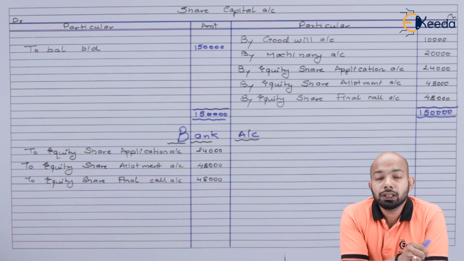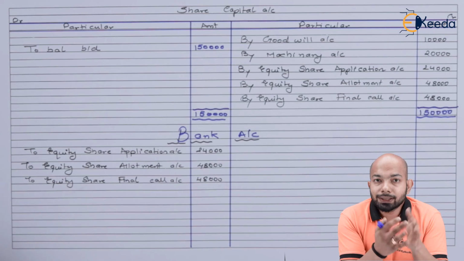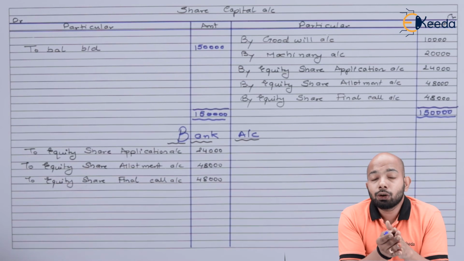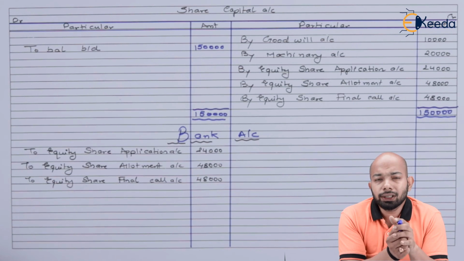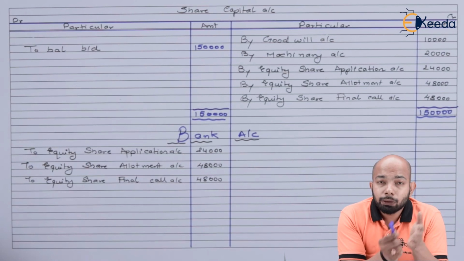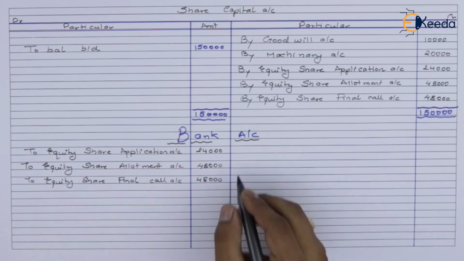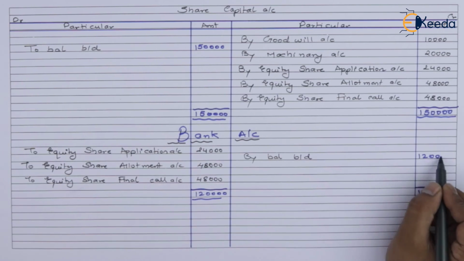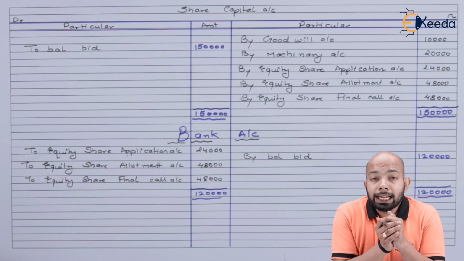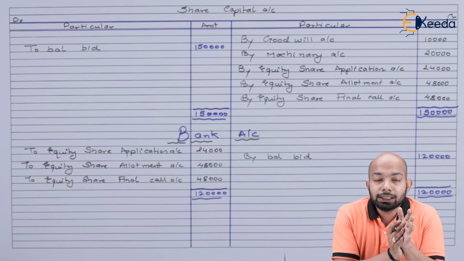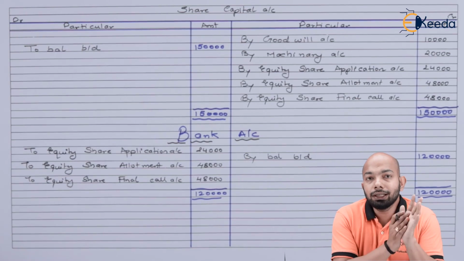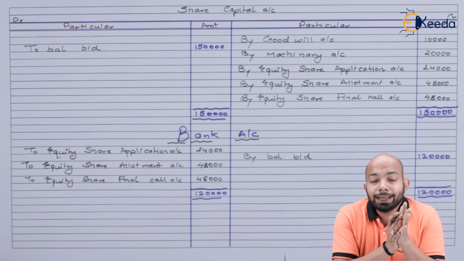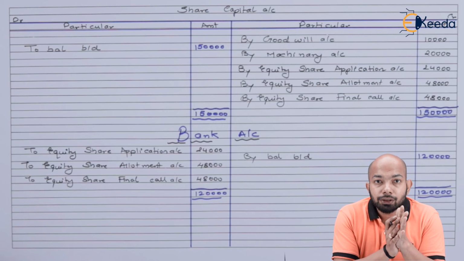Hence, we'll total this bank account and then figure out how much is the balance that has to be mentioned on the credit side. Now, that will be moved to the asset side of the balance sheet. So let's start with that. So the total of the bank value comes to 1,20,000. Now that we have all the details here, we'll prepare the balance sheet first.